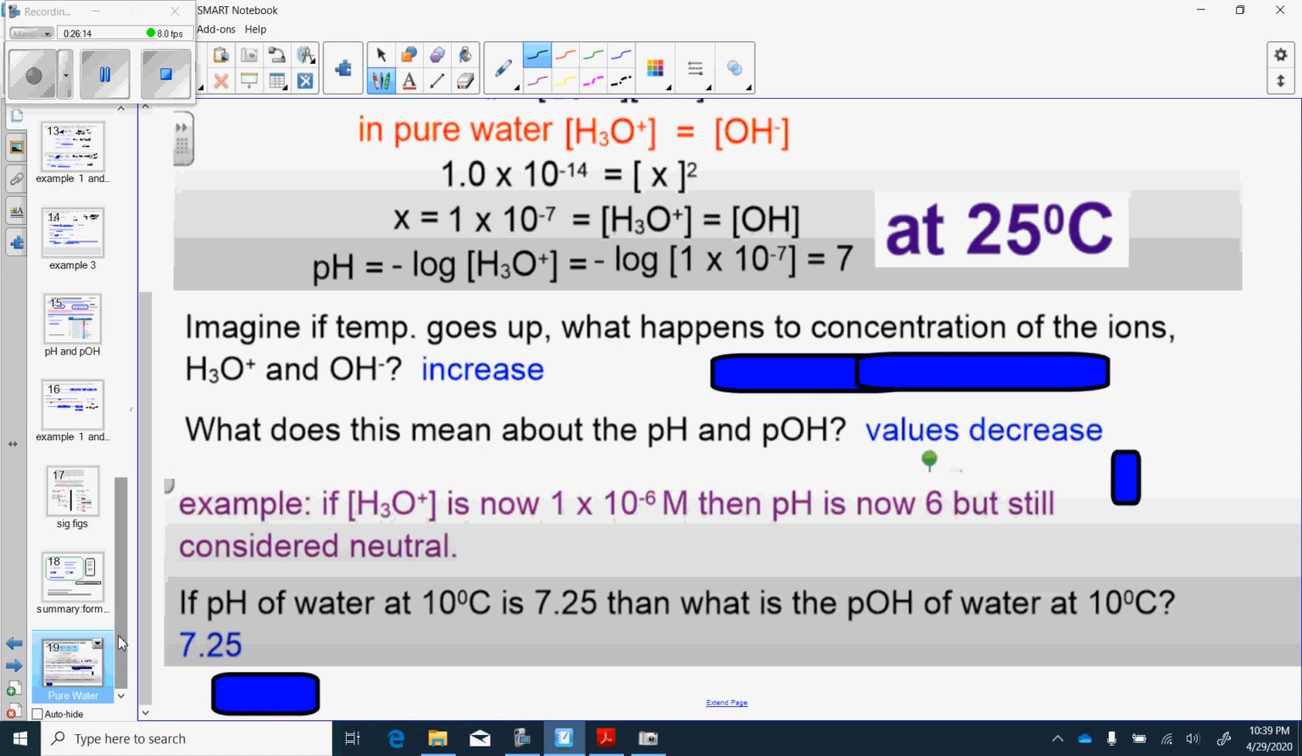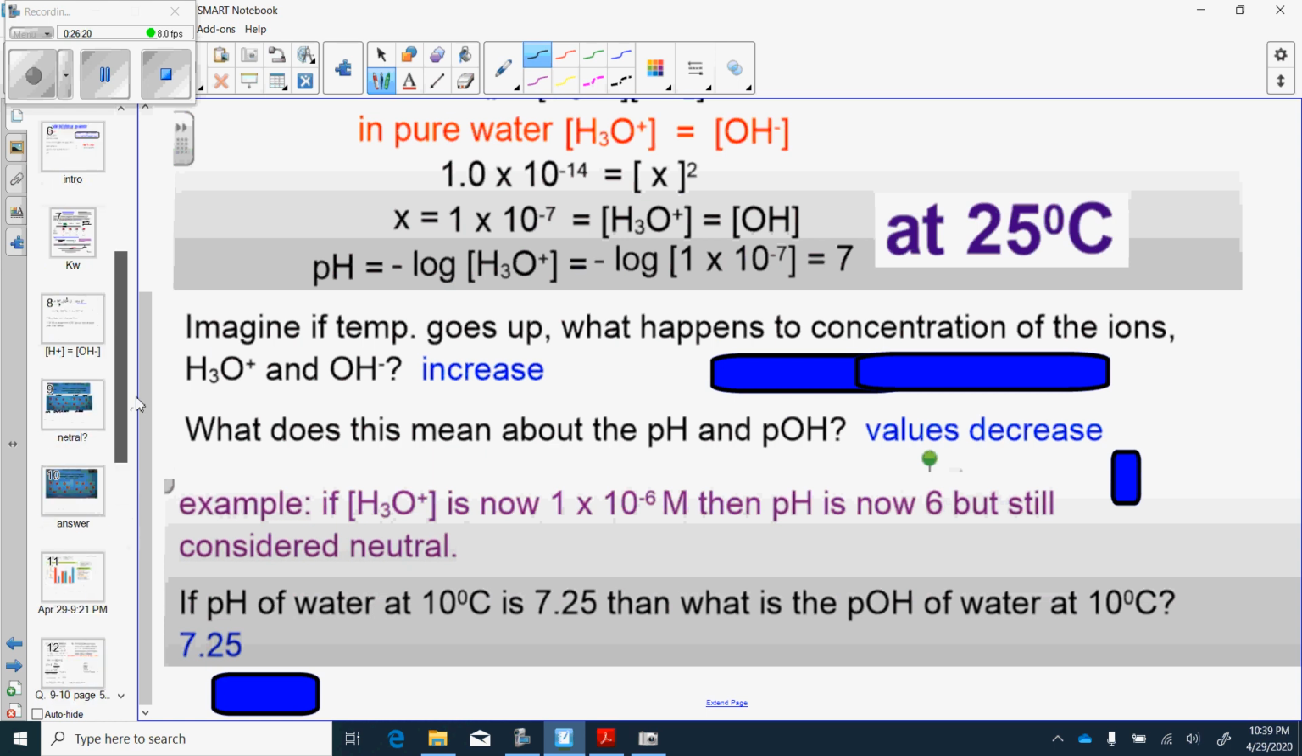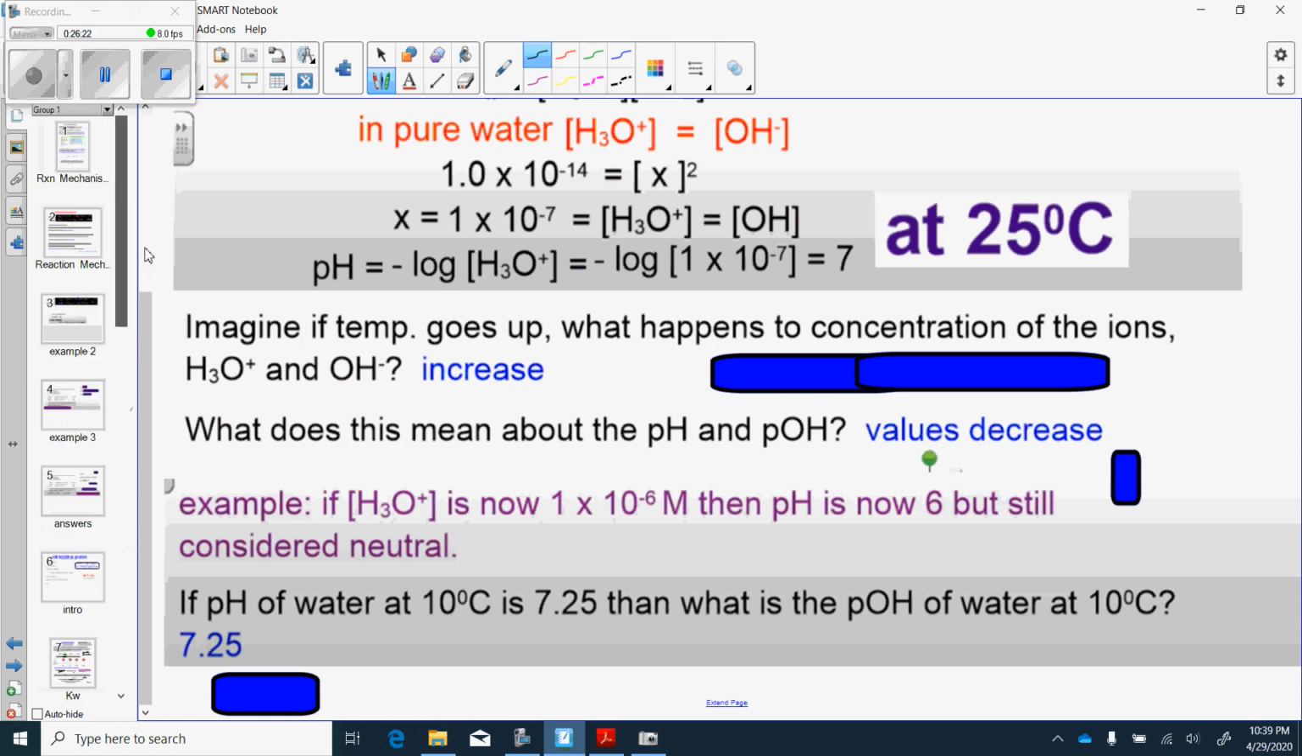So I went a little longer, of course, as I anticipated, but hopefully that gives you a pretty good overview of the pH scale and how we can use our calculators and formulas to convert between pH, pOH, H positive concentration, and OH negative concentration.